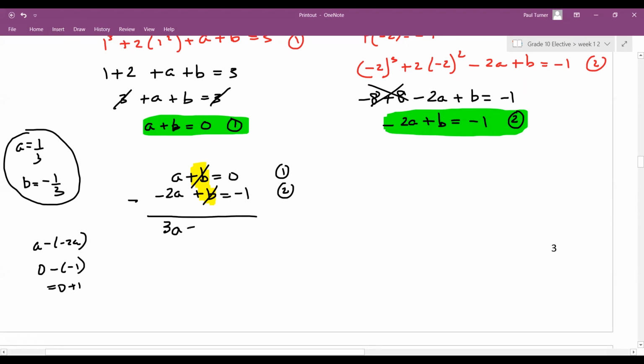So that will give you 1. So A will be 1/3. Okay, first answer. Not so easy to get by guessing, is it? You've got to work with the equations a bit.